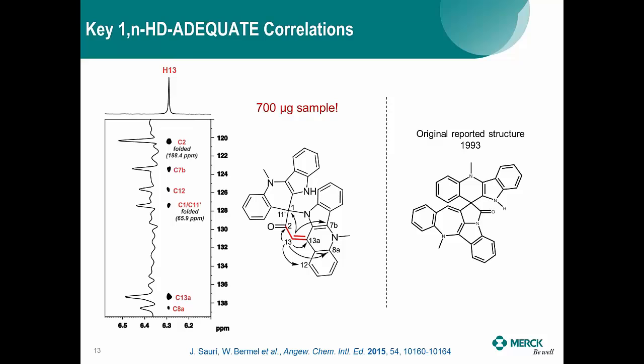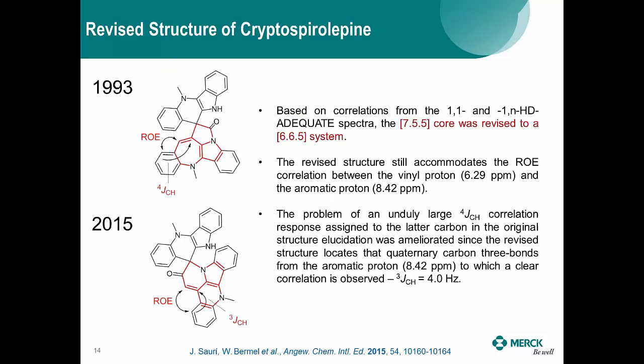So if we go back and compare the structure from 1993 and 2015, everything makes much more sense now. The ROESY correlation is still accounted for. What was an unusual 4-bond proton-carbon correlation is actually a 3-bond proton-carbon correlation. And most importantly, the strange downfield carbonyl chemical shift at 186 for the amide carbonyl in 1993 is actually an alpha-beta unsaturated carbonyl, so this chemical shift makes much more sense.